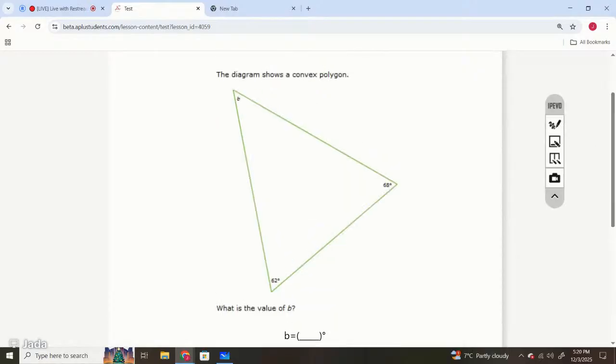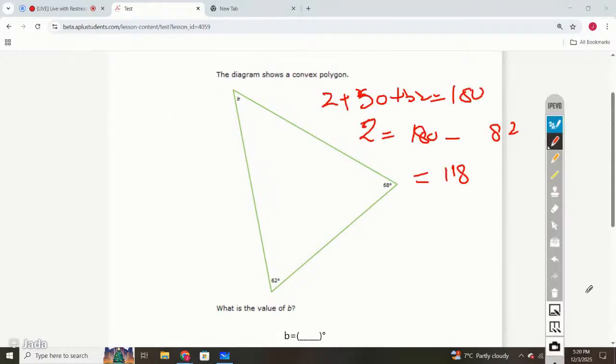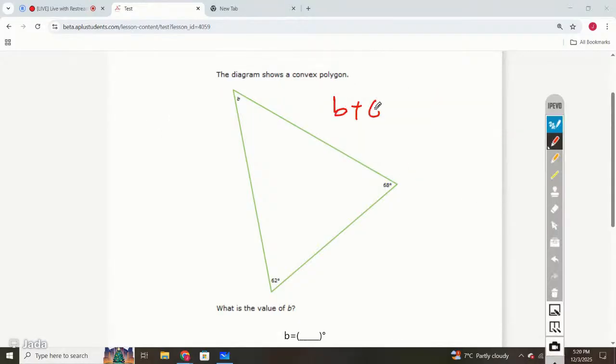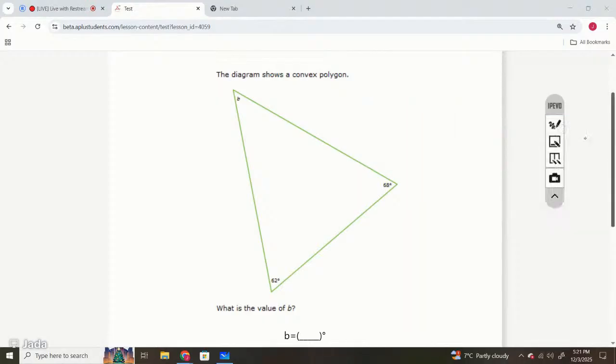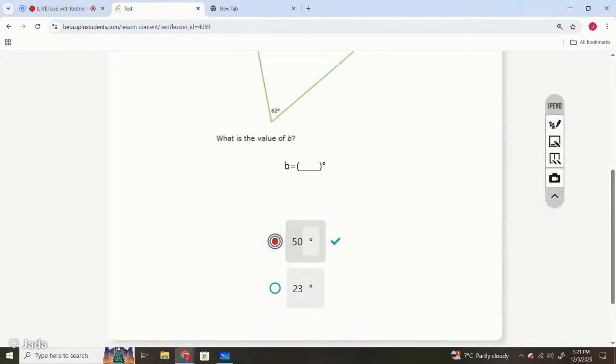The diagram shows a convex polygon. What is the value of b? So b plus 68 degrees plus 62 degrees equals 180. So b is equal to 180 minus 130, because the sum of 68 and 62 is 130. Option number 1 is the correct option.